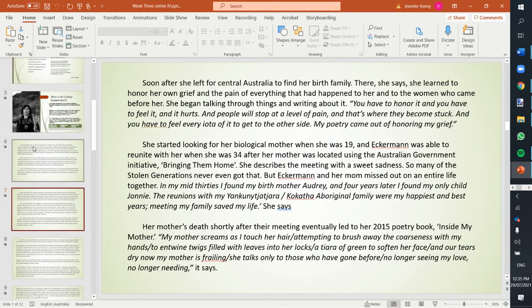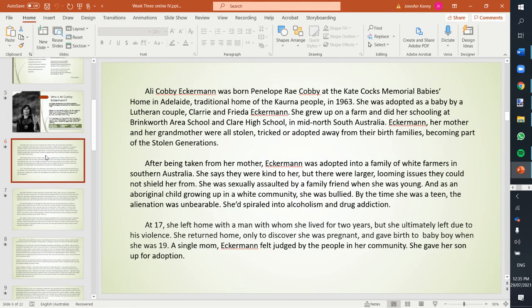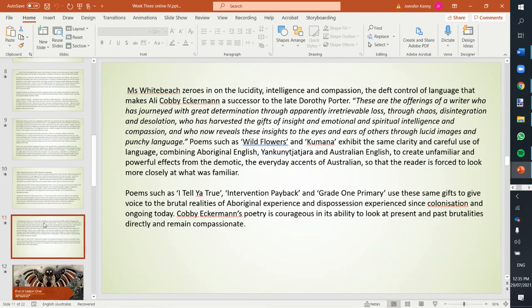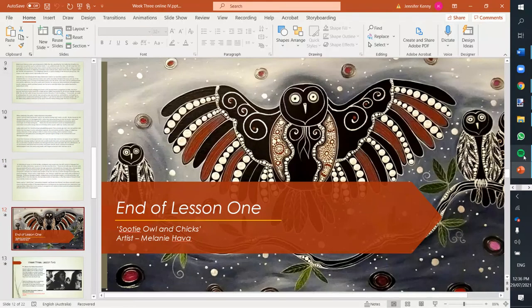So while I was reading that, feel free to pause it whenever you need to. That's why it's a recording. It's really helpful. Okay, and by the end of it, you should have at least 5 or 6 dot points in every single column, probably even more if you're listening. Almost everything in here is useful. And that is the end of lesson 1.